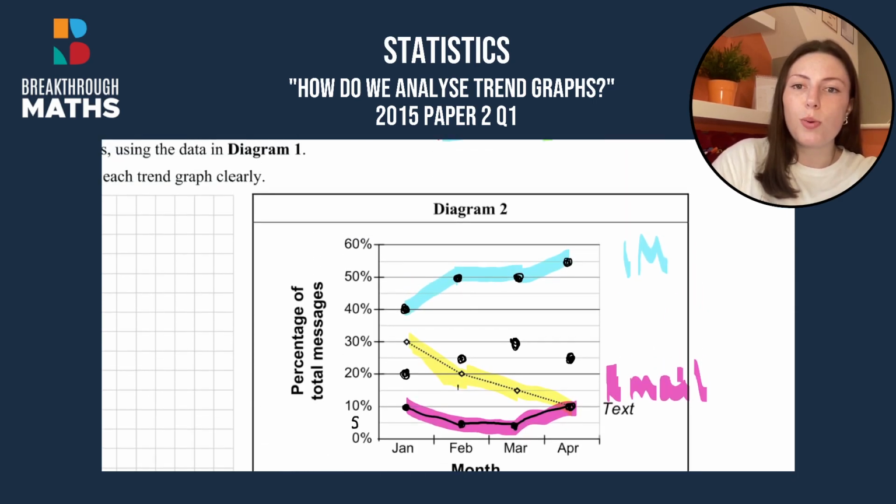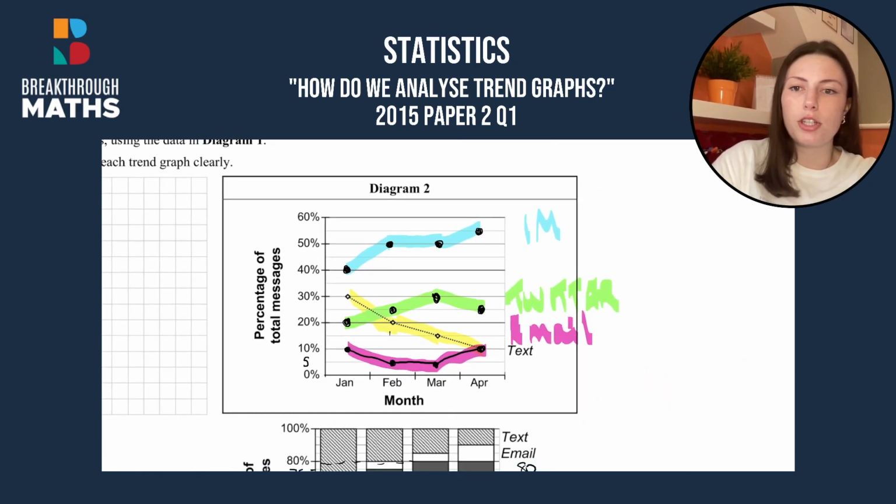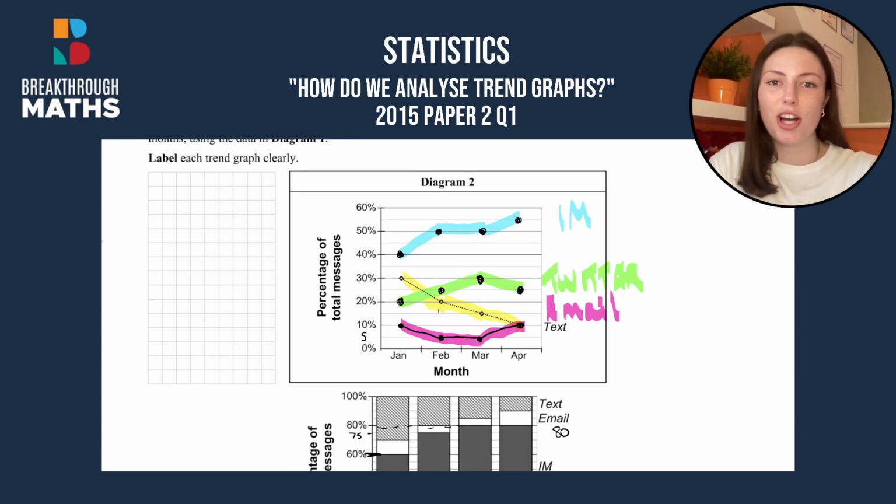And we said we'd do Twitter in green. So we'll join that up. Again, very importantly, using a ruler. And we have to label them. It said that we have to do that too. So we've completed the diagram there and we've labeled each type of messaging.